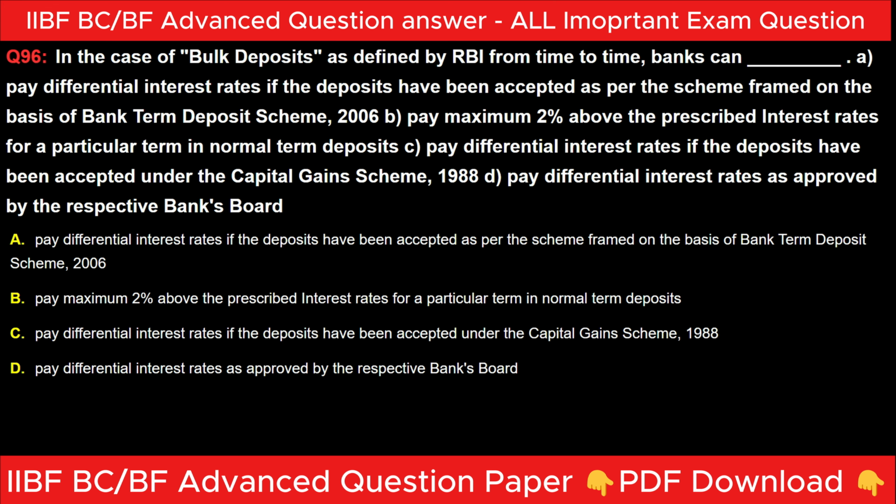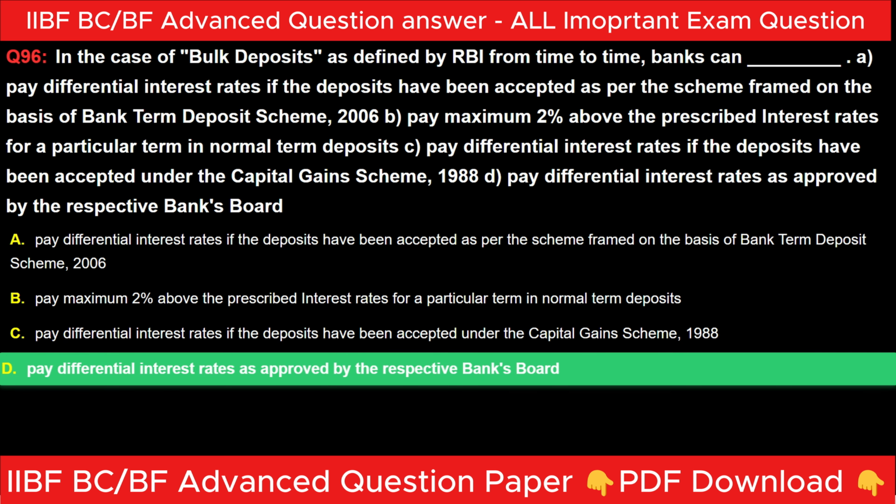In the case of bulk deposits as defined by RBI from time to time, banks can A. Pay differential interest rates if the deposits have been accepted as per the scheme framed on the basis of Bank Term Deposit Scheme 2006. B. Pay maximum 2% above the prescribed interest rates for a particular term in normal term deposits. C. Pay differential interest rates if the deposits have been accepted under the Capital Gain Scheme 1988. D. Pay differential interest rates as approved by the respective bank's board. Pay differential interest rates as approved by the respective bank's board.